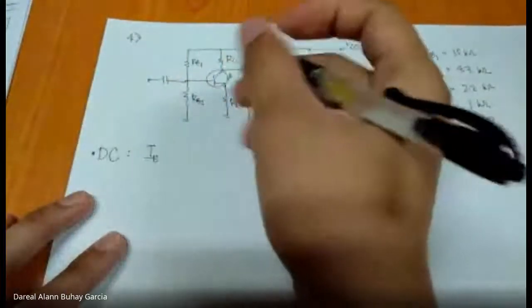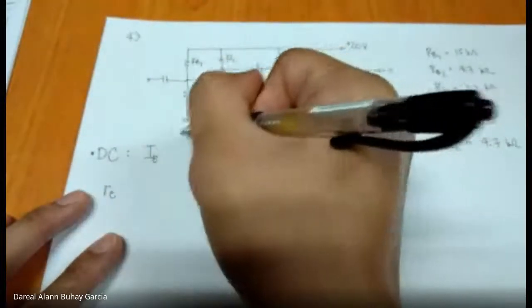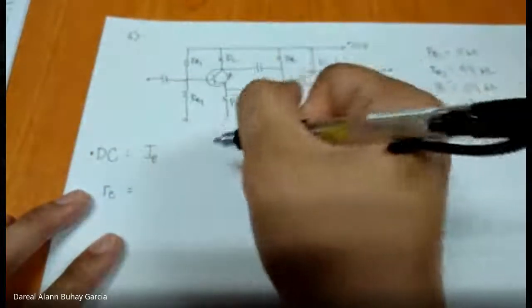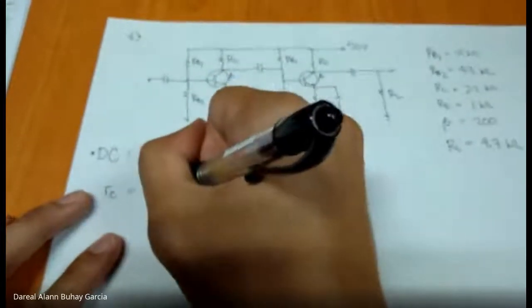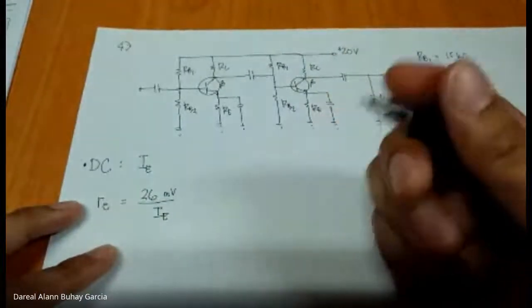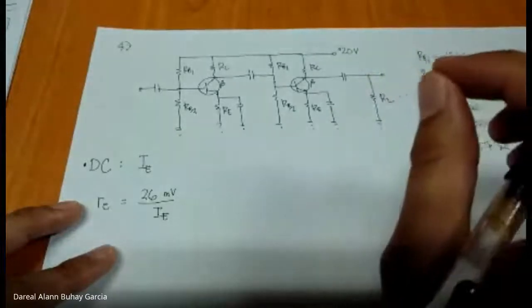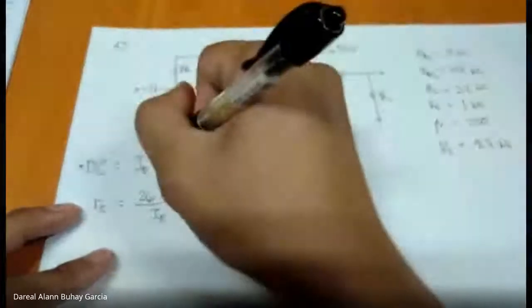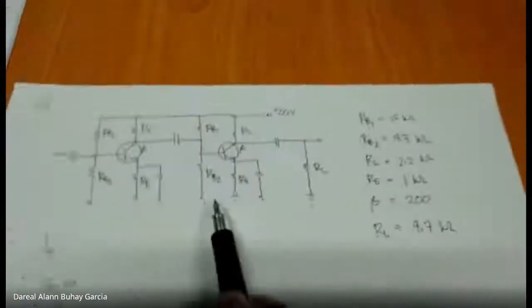Remember, ang isa ka important nga parameter sa ECE, small letter re. And kabalo na ang formula ni small letter re is always 26 millivolts over IE. So sa DC, assuming nga gi-bias siya sa active region, si IE ra gyud ang kinanglan. Okay. So sige daw, solve for IE.